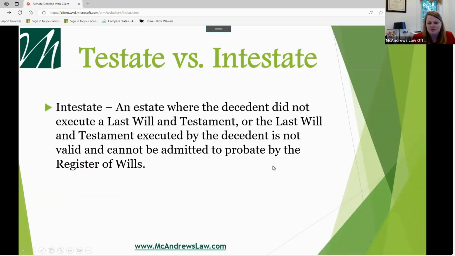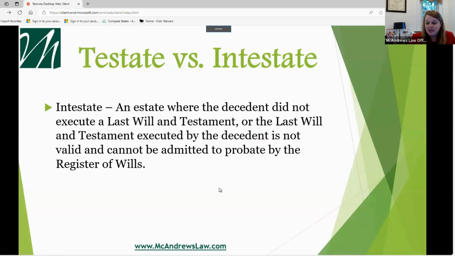Like I said, intestate is where the decedent did not execute a last will and testament. So I always say, if you don't have a will, Pennsylvania writes one for you. We have intestacy statutes in Pennsylvania, and they determine who your heirs at law are. You may or may not like the will that Pennsylvania writes for you.